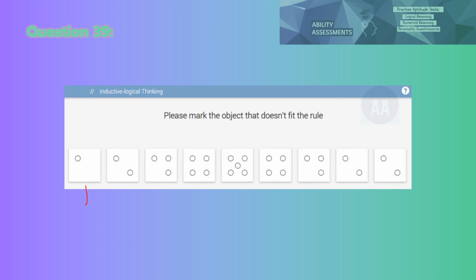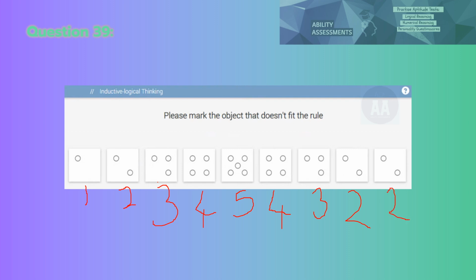So as always, we start off from the left. 1, 2, 3, we already have a pattern forming or a rule potentially forming. So 3, 4, 5, 4. So here we kind of have one that goes against the rule. So this potentially could be our odd one out or the one that doesn't fit the rule. But let's continue to determine if that is indeed the case. So then we have 3, then we have 2, and then we have 2.